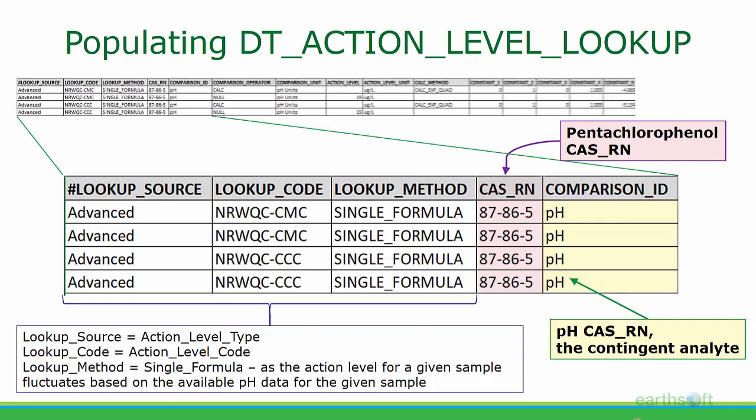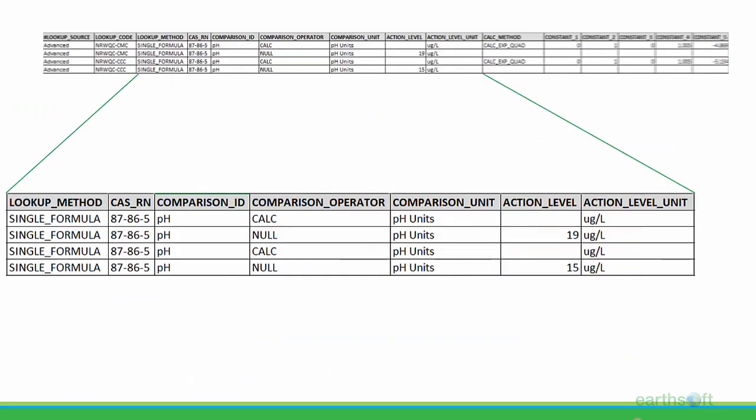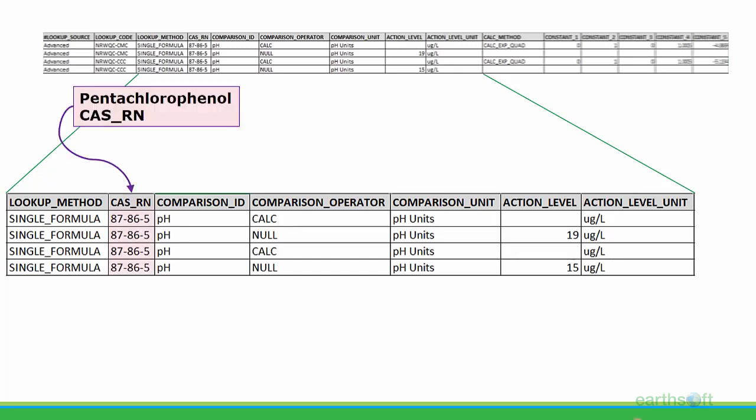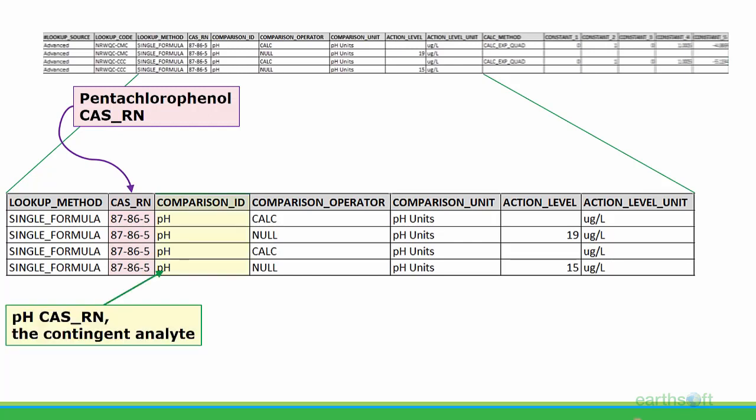Let's scooch a little bit down with the next part of the table. So we still have the single formula as our lookup method, to refer back to the last part that we were looking at. And we have our pentachlorophenol CAS number because we're still trying to figure out what the action level is going to be for that. The next part is our comparison ID, still our contingent analyte for pH, that CAS number. The next thing we need to get into is what are we supposed to do with this information? And that's going to be our comparison operator.